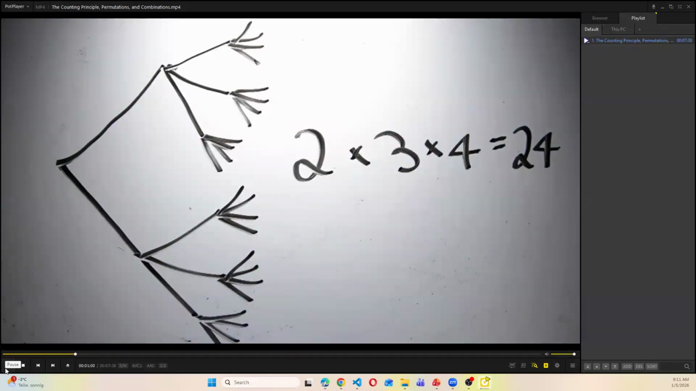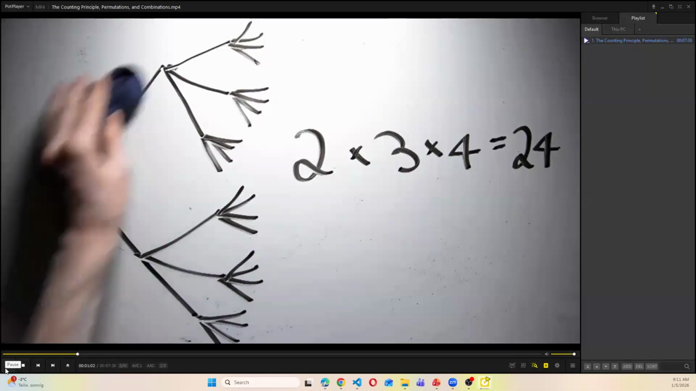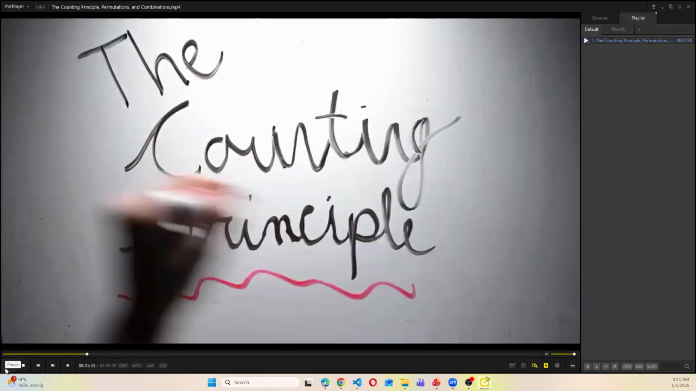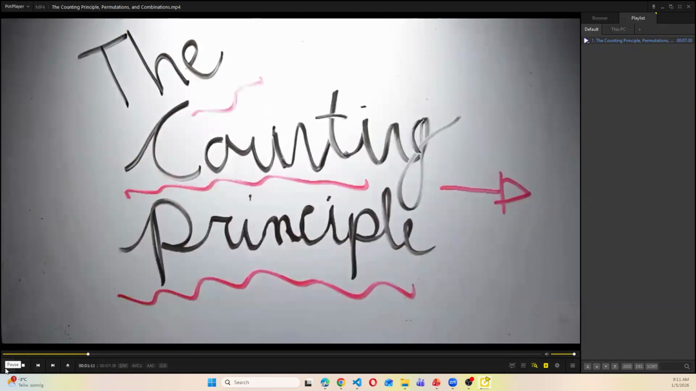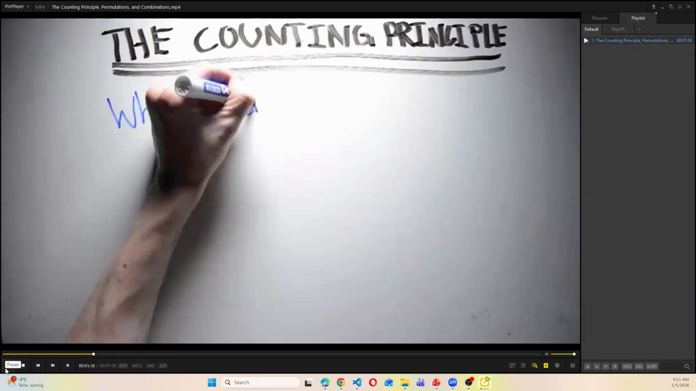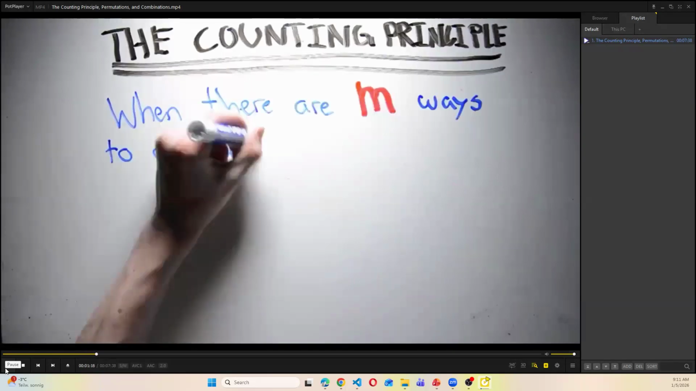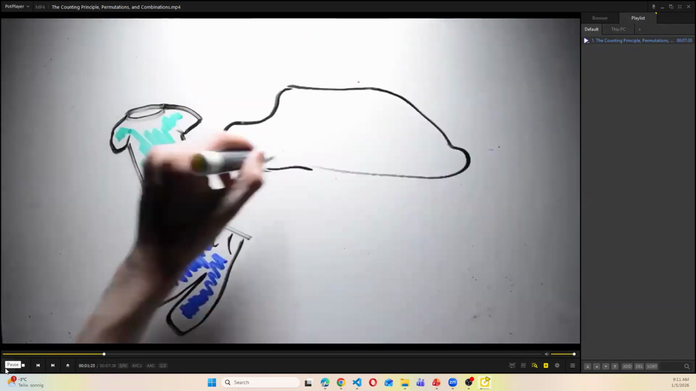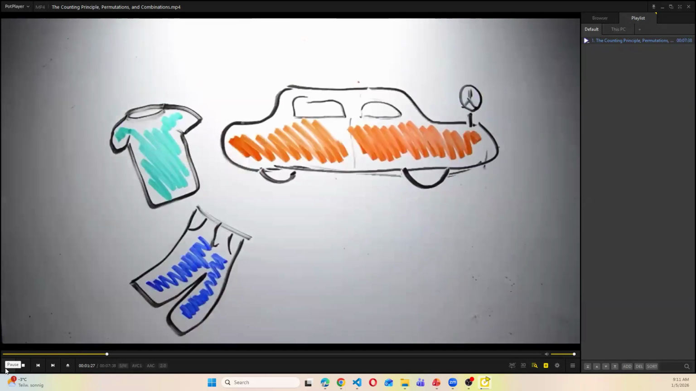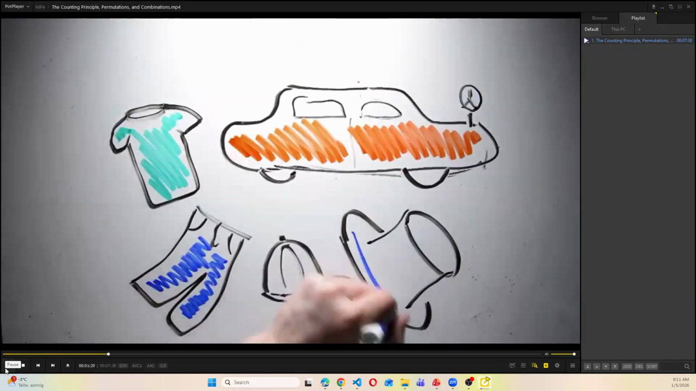This can go on for as long as it needs to, depending on how many elements of your outfit there are. By multiplying out all the possibilities like this, we're using something called the counting principle. As a general definition, the counting principle is this. When there are m ways of doing one thing and n ways of doing another, there are m times n ways of doing both. This is true for pants and shirts, cars and brands, hats and colors, and everything else that has some kind of variety.